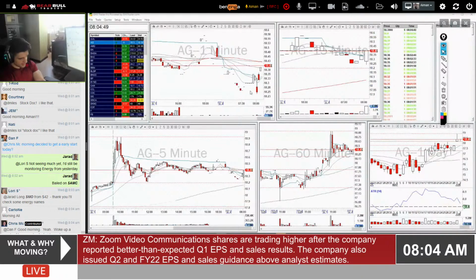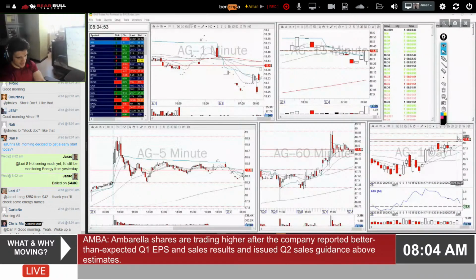AG. AG is just ugly. There is no clear direction on the 60. On the daily we had a shooting star. We could fill the gap today and we could just continue. So not really favorable to any direction around here.